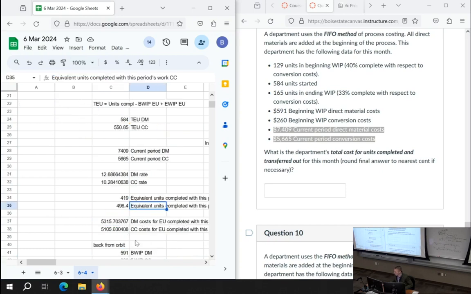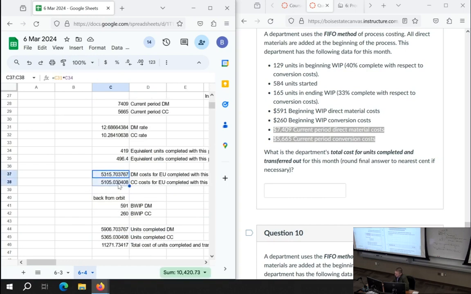So we end up with 496.4. More work was done to complete those units with respect to conversion costs, because there's more beginning WIP work that was not done last period. And then multiply our CC rate by that figure, that equivalent units completed with this period's work.